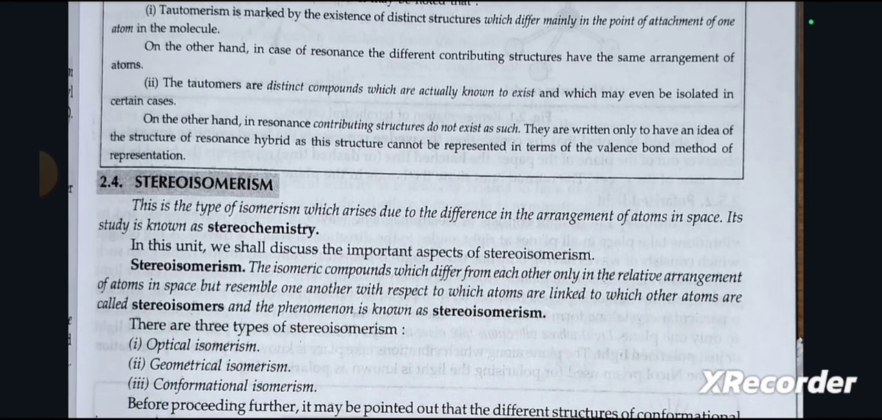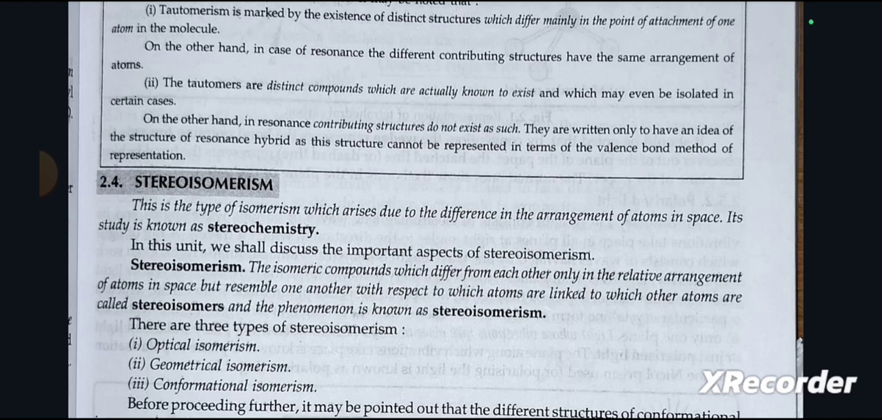2.4 Stereoisomerism. This is the type of isomerism which arises due to the difference in the arrangement of atoms in space. Its study is known as stereochemistry. In this unit, we shall discuss the important aspects of stereoisomerism.